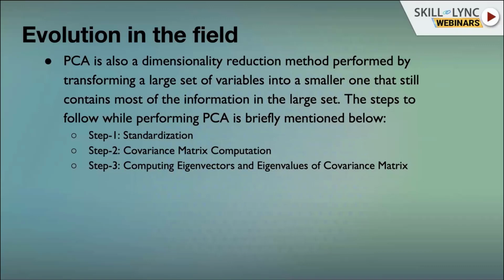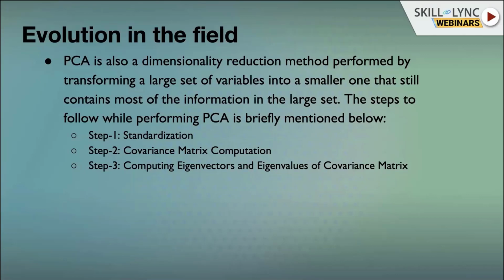So the aim of this step is to standardize the range of the continuous initial variables so that each one of them contributes equally to the analysis. Now, step two, covariance matrix computation. So the covariance matrix is something you obtain from SVD, and covariance is a word taken from statistics. If some of you have studied statistics, you might already be aware of this term.